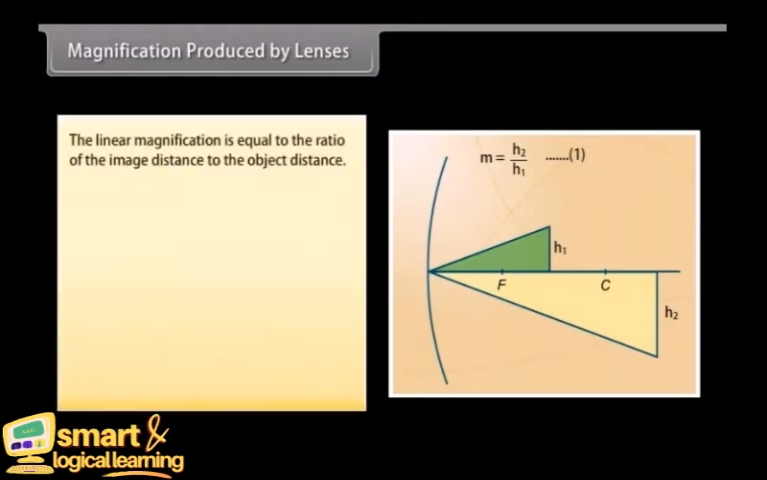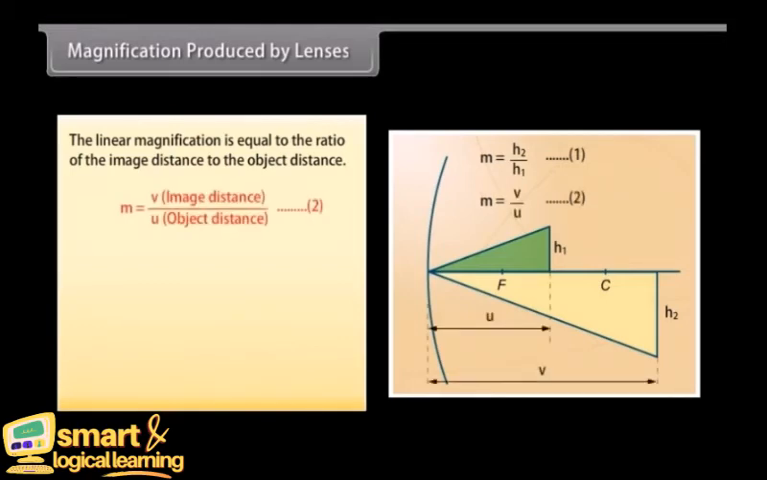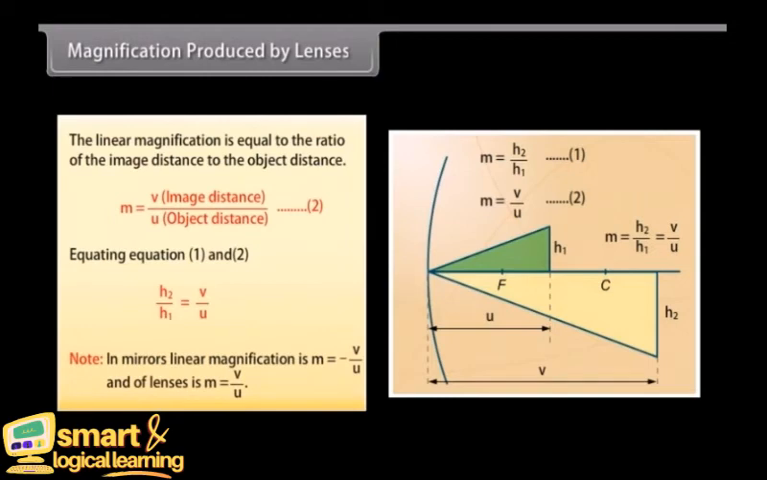The linear magnification is equal to the ratio of the image distance to the object distance. M is equal to v, image distance, upon u, object distance, which is equation 2. Equating equation 1 and 2, h2 upon h1 is equal to v upon u. Note, in mirrors, linear magnification is m is equal to minus v upon u, and for lenses, m is equal to v upon u.